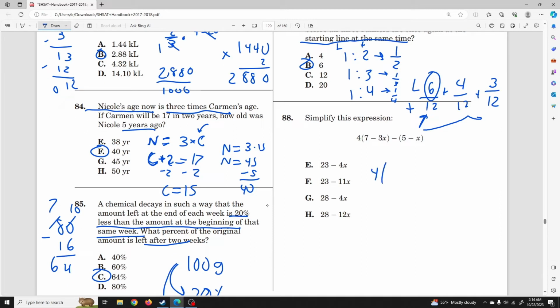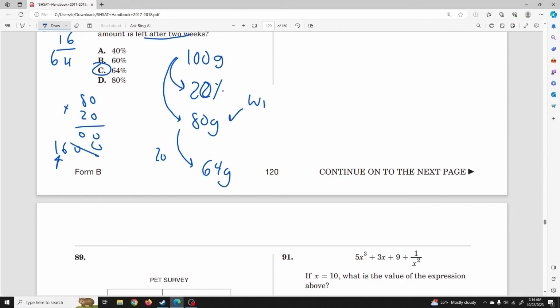88 says simplify the expression. Pretty simple problem. 4 times 7 minus 3x, minus 5 minus x, right? I don't know why I wrote that down, but whatever. Just expand. 4 times 7 is 28. 4 times negative 3 is negative 12x. Negative 1 times 5 is minus 5, and negative 1 times negative x is plus x. So here we have 23, and here we have negative 11x. Choice F.